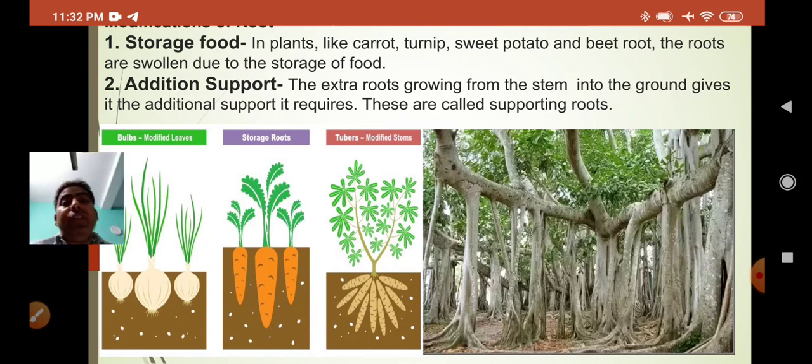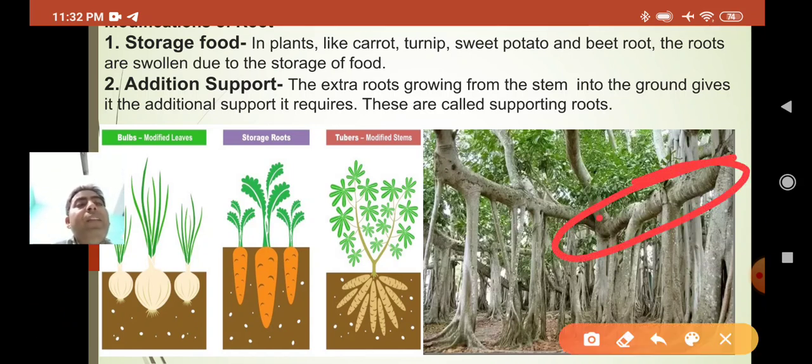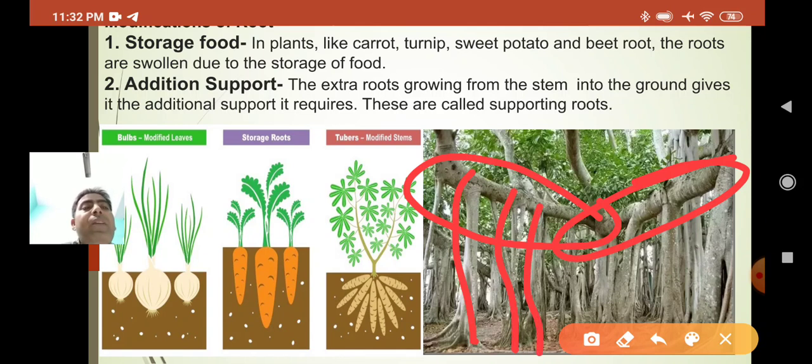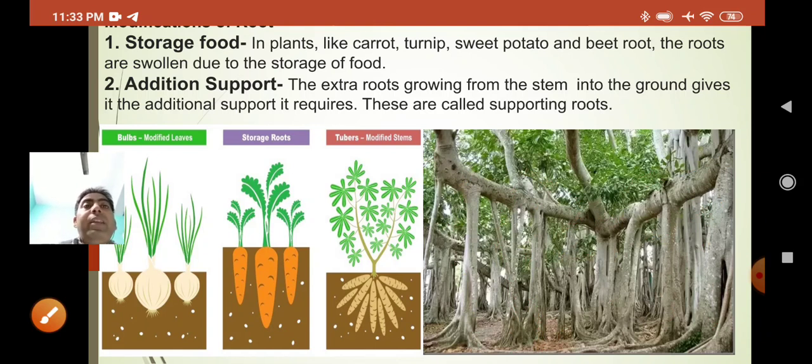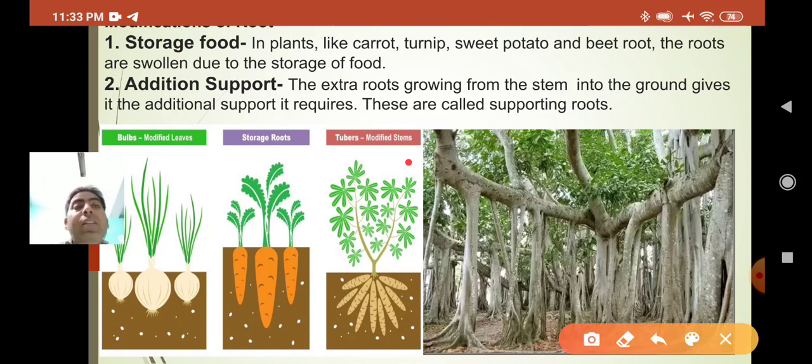Okay, the trees are very heavy, the branches are very heavy, they can break down easily, but what they do, this prop root comes down, fixes in the soil and gives support to these branches. You can also find these roots in the sugar cane. If you have seen the sugar cane, it looks like that. Maize is also like that, and they have stilt roots.